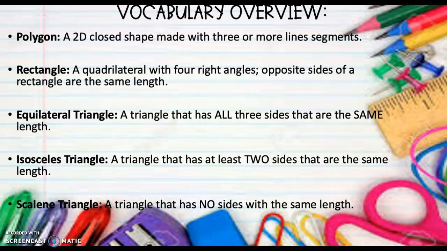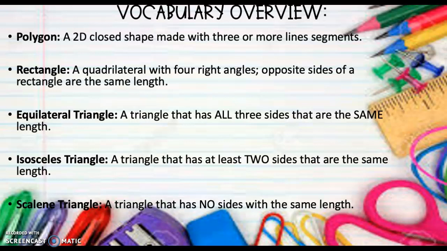Okay, the first one that we're going to look at is called a rectangle. A rectangle is a quadrilateral, and quadrilateral means it has 4 sides. So a quadrilateral with 4 right angles. Opposite sides of the rectangle are the same length. Okay, I want you to think about a rectangle. You think about a rectangle, you have 2 long sides and 2 short sides. So the opposite sides, so the sides that are basically facing each other, are the same length.